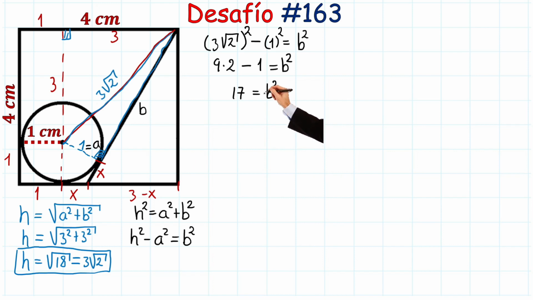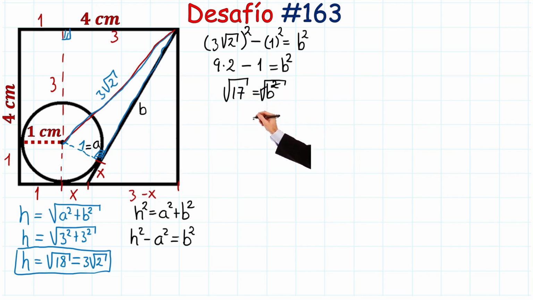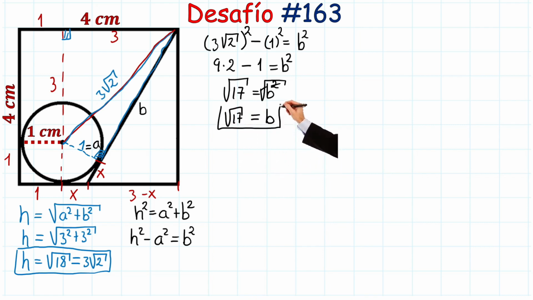Clearing from here, we apply the square root on both sides. Remove the 2 with the root index, and here we should apply the absolute value law, but since we're talking about a length, we only need the positive value. So let's choose only the positive value. The square root of 17 we already have. Side b, notice this side here, is worth the square root of 17.